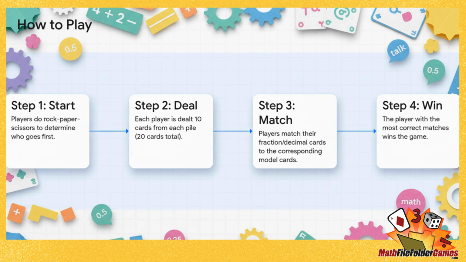And playing is just as simple. Kids do rock, paper, scissors to see who goes first. You deal out the cards, and then the real fun starts, finding the matches. The whole point of the game is to match your fraction or decimal card to the right visual model. Whoever has the most correct pairs at the end wins. It's as simple as that.